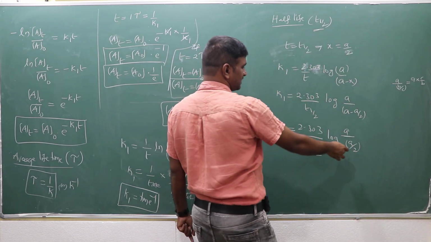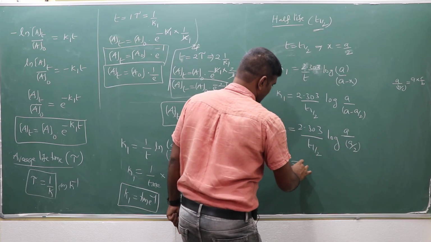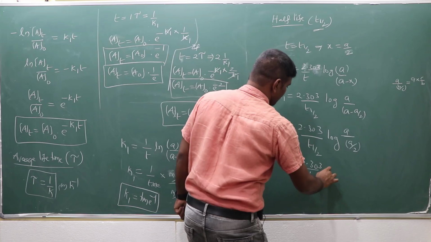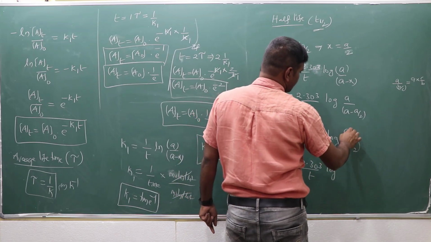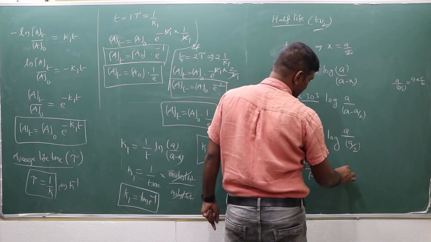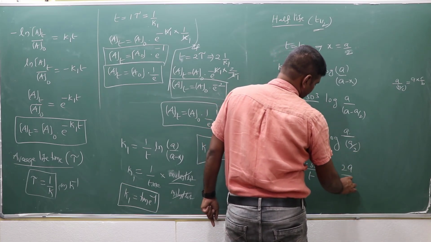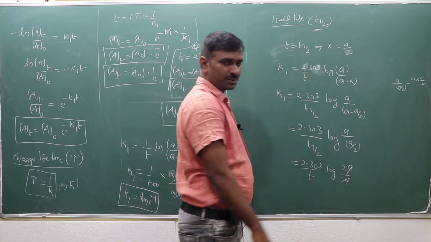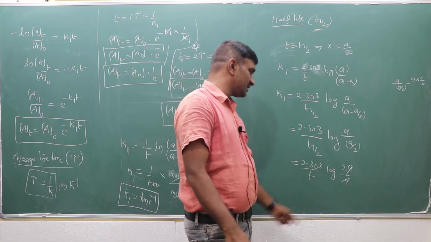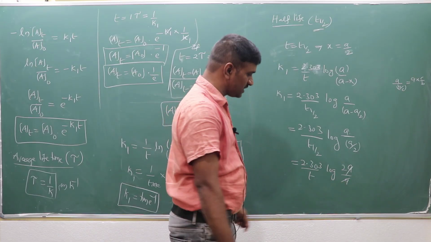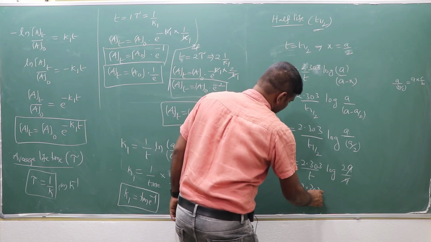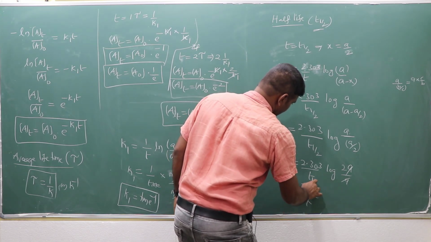Right? So based on this, what we have to use? 2.303 by T log, this is shifted to the denominator, this A by 1 into 2 by A. So that means here it is 2A by A, this takes place as log 2. And log 2 value, according to the mathematics, log base 10, 2 value is 0.3010. So that means 2.303 by T, so this is T half.